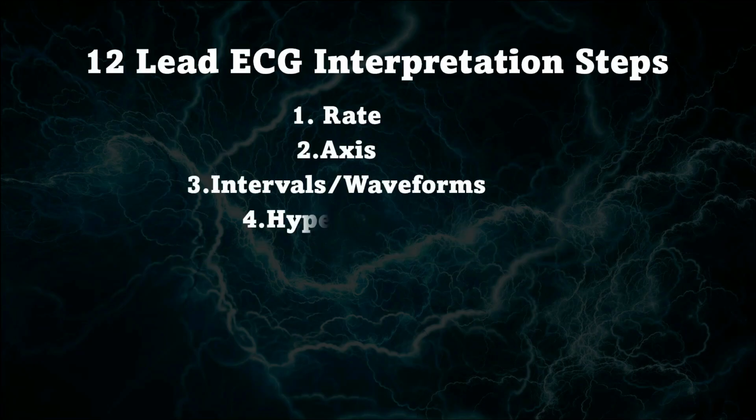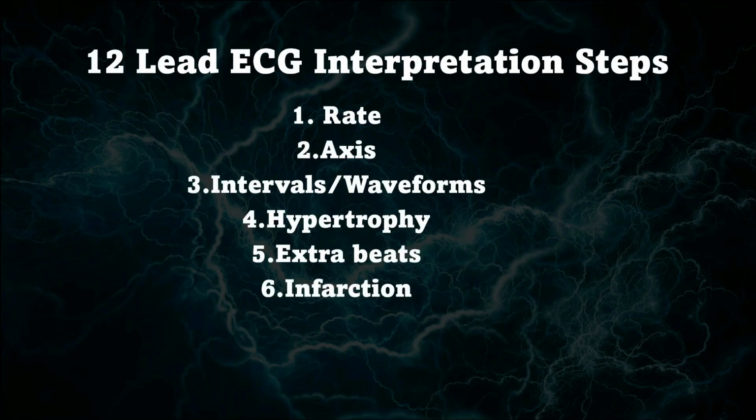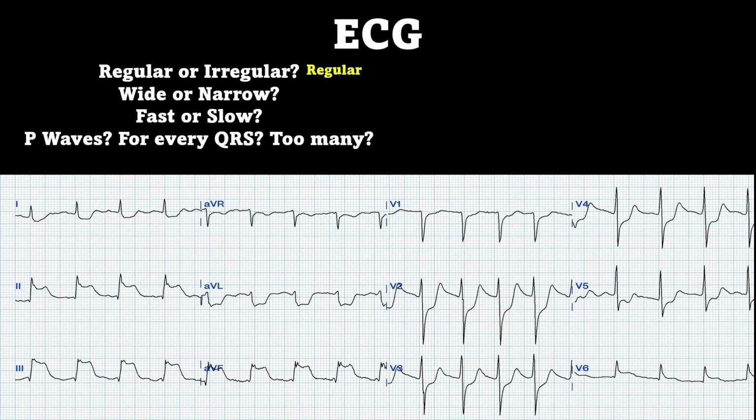12-lead interpretation is very similar. So this is the rhythm including the quote-unquote widths. So a sinus rhythm with a left bundle branch block. So 12-lead is going to be rate, axis, which honestly isn't super important, intervals and waveforms. 4 is hypertrophy, 5 is extra beats such as PVCs, PACs, or PJCs, and 6 is infarction. So first off, here's our EKG.